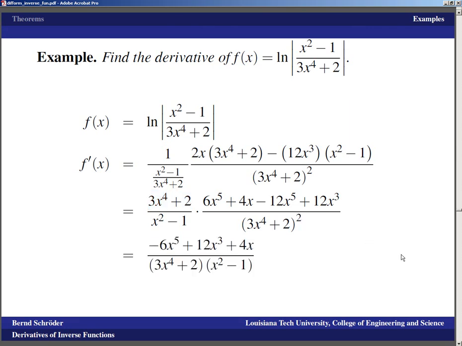and we can see here this one will cancel against this 2, of course. Alright, so that gives us a denominator of (x squared minus 1)(3x to the 4th plus 2) after the cancellation. And the numerator is just negative 6x to the 5th, combining these two terms, plus 12x cubed plus 4x. And, well, that's it. It's not that hard if you do it right.